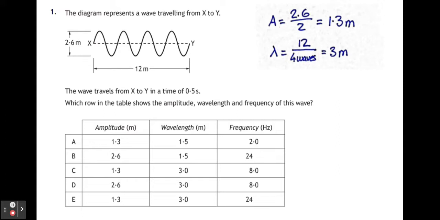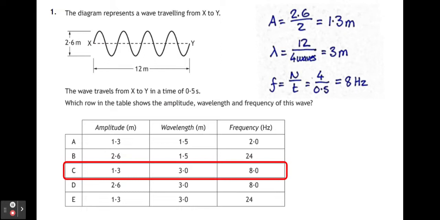And finally, frequency is the number of waves produced per second. And as we've just said, there are 4 waves occurring here. And the question tells us that this happens in a time of 0.5 seconds. So we can calculate the frequency as the number of waves divided by time, 4 waves divided by 0.5 seconds, which is 8 hertz. So the answer is amplitude 1.3 meters, wavelength 3 meters, frequency 8 hertz, answer C.